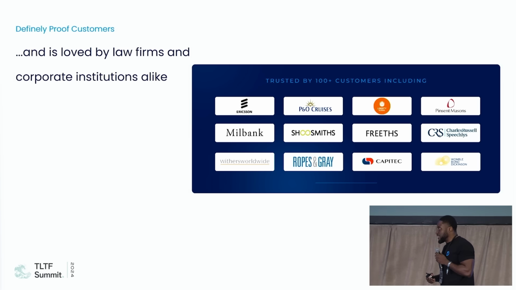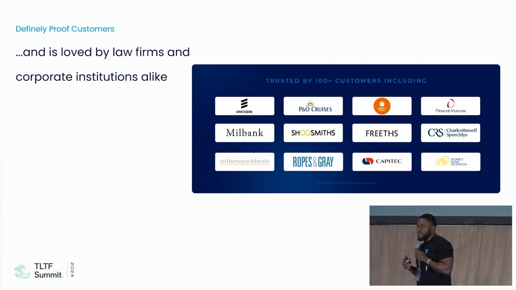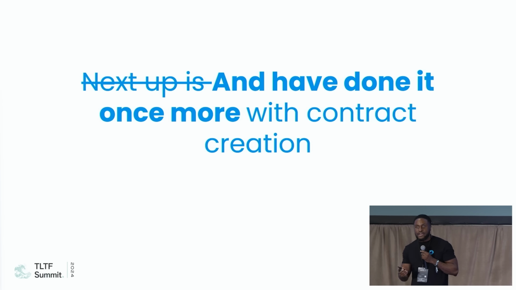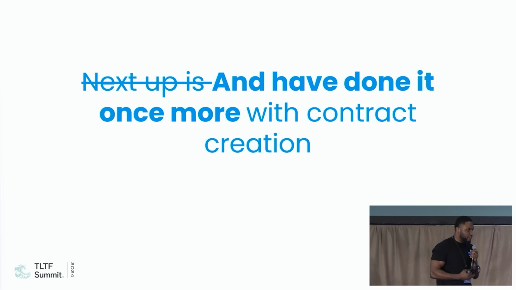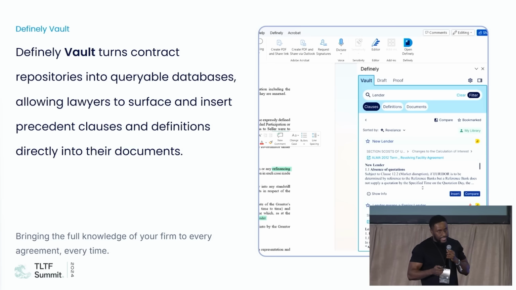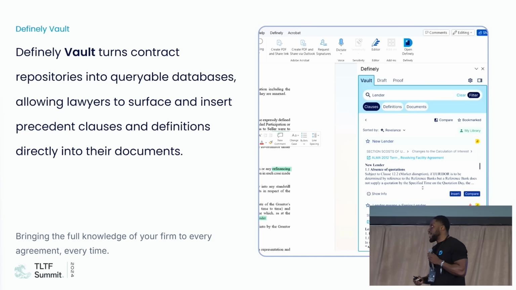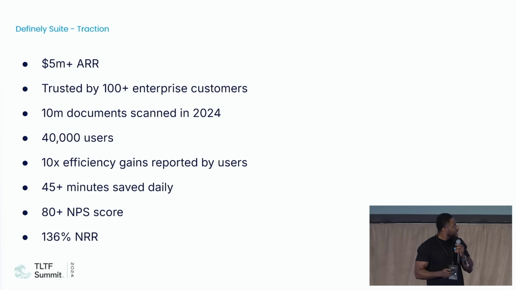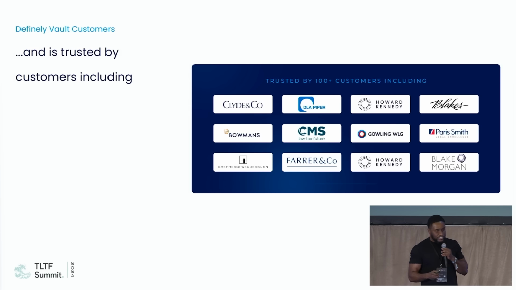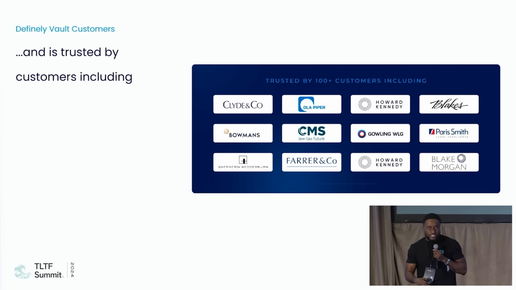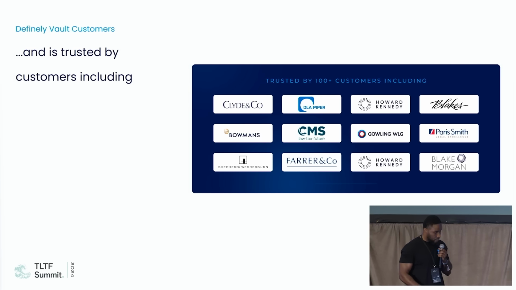And again, more recently, we launched our Vault product, which is slightly earlier in the contract creation cycle, to allow lawyers to access all of the provisions and clauses in their repository so that they have all of that knowledge at their fingertips when drafting. And again, we've won more customers with that, and most recently, we won JP Morgan's global legal team of 2,000 lawyers as a customer.